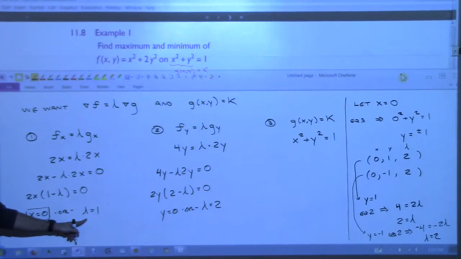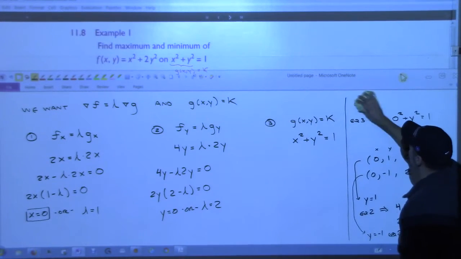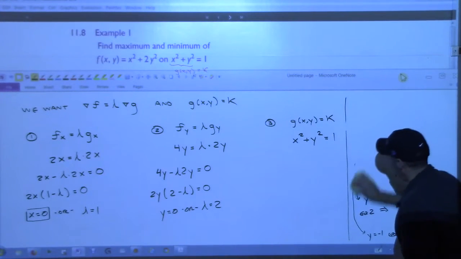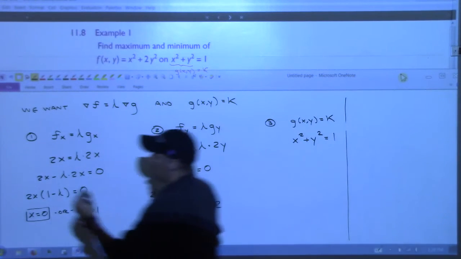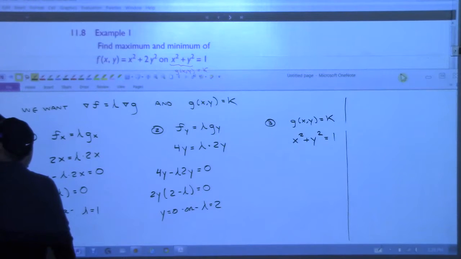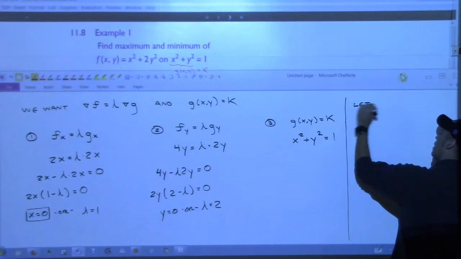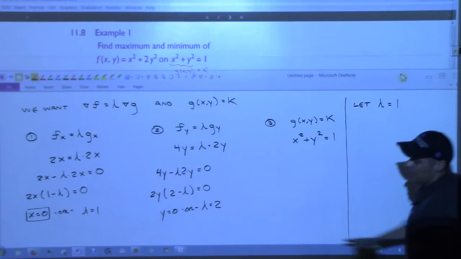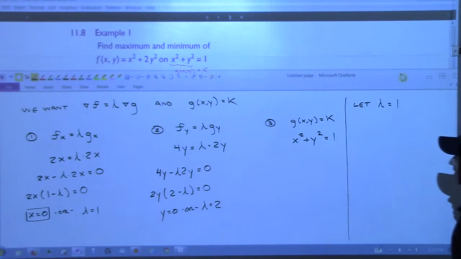Okay, let's do it. I have to do all 4. Oh, let me write those down. What did we have? We had 0, 0, 1, 2, and 0, negative 1, 2. All right. Now, let lambda be equal to 1, because that would be this case, right? If lambda is 1, is there anything I can get from this?